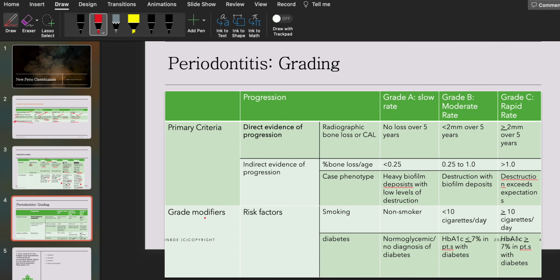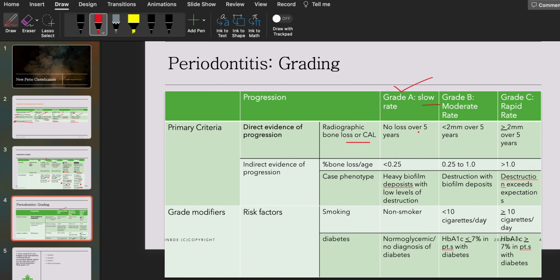Now let's talk about grading. Again, questions do come on grading as well. I'm sure if you guys have given any of the board exams more than once, you know that questions on grading do come. So the periodontitis grading is grade A, grade B, and grade C. Grade A is also called slow rate, grade B moderate rate, and grade C rapid rate. The primary criteria is basically the direct evidence of progression, radiographic bone loss, or the clinical attachment loss.